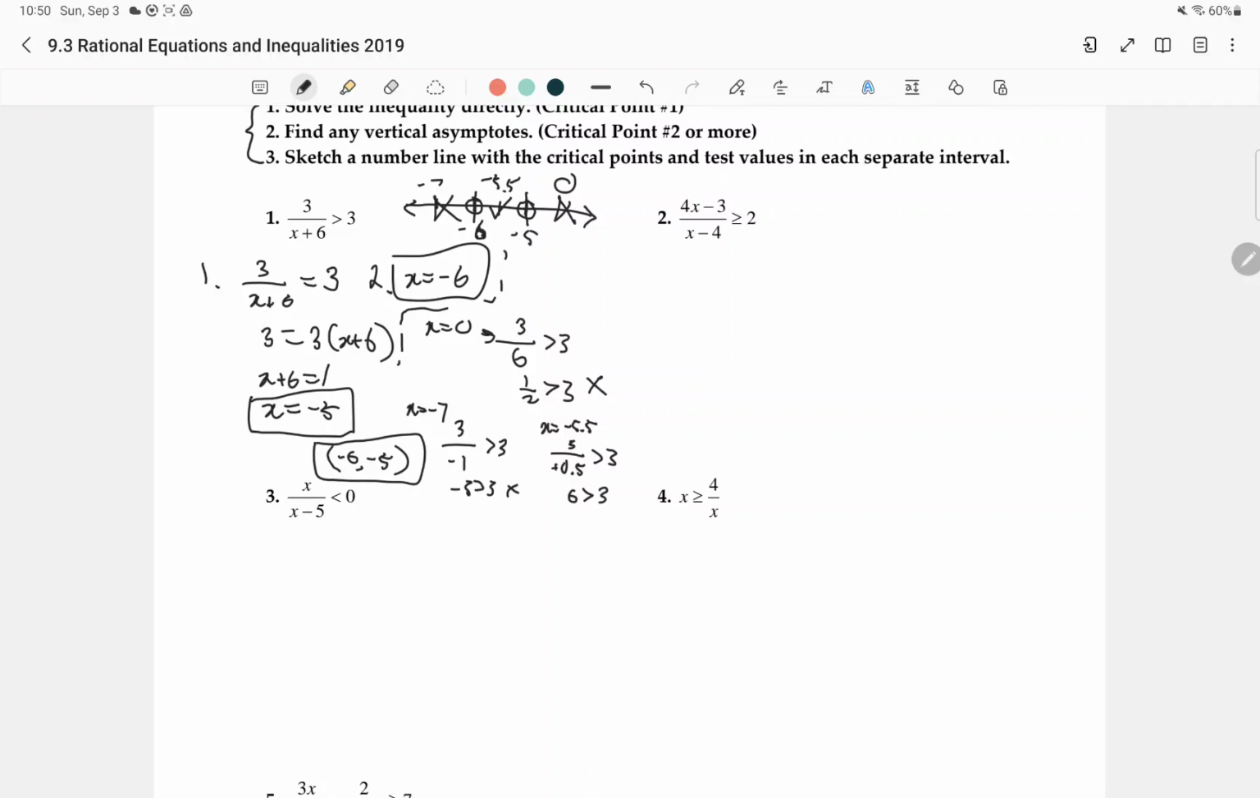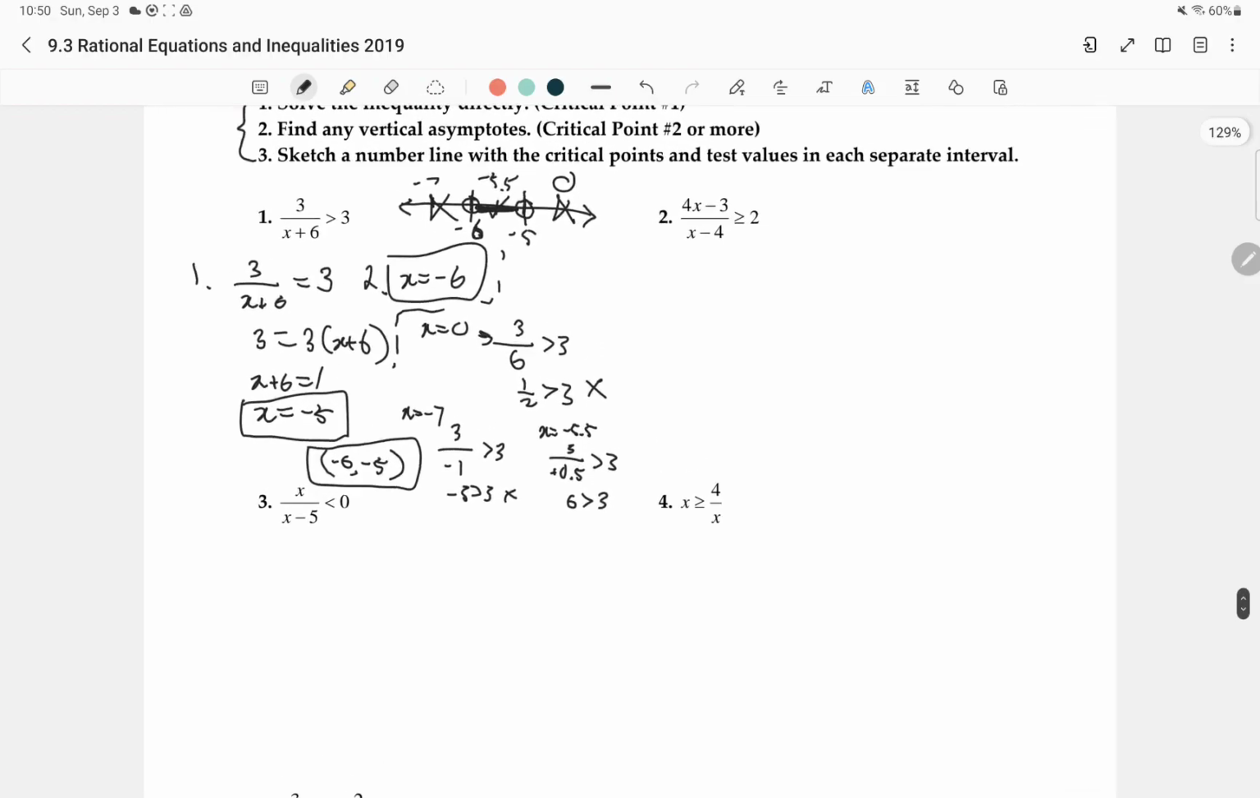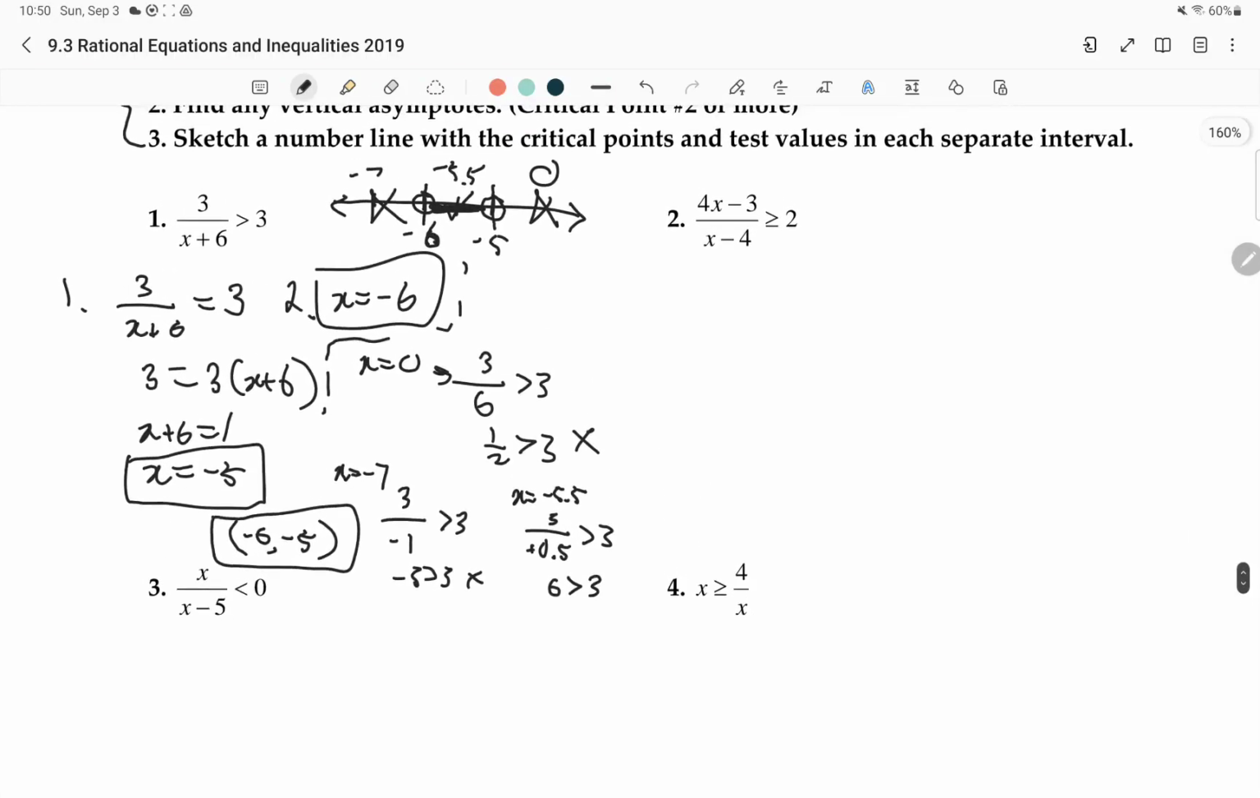All right. And you want to graph it, so we're just going to graph it right there. And this is what our graph will look like. It's a little messy, but it works out just fine. Okay, next problem. We have (4x - 3)/(x - 4) is greater than or equal to 2. So, number 1, we're just going to solve it directly.